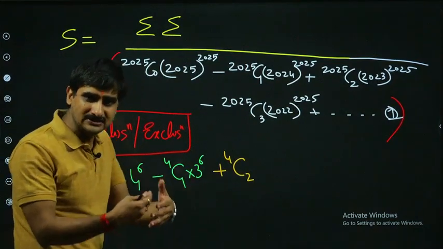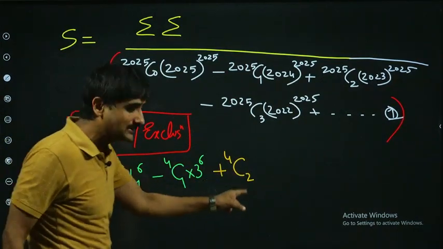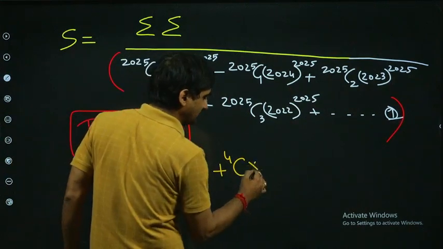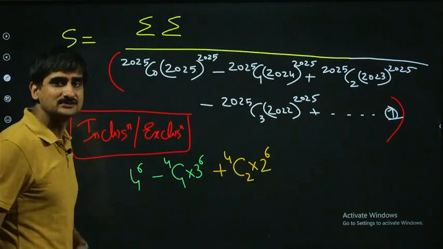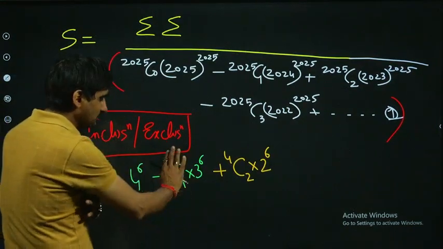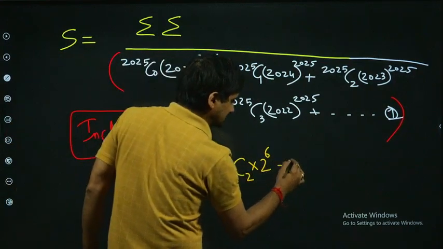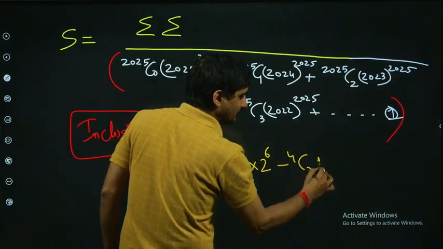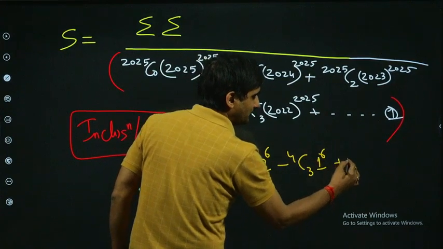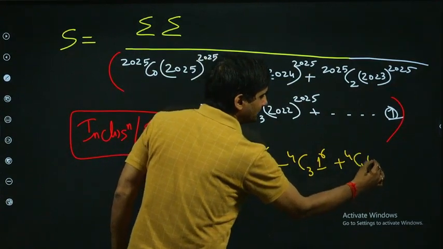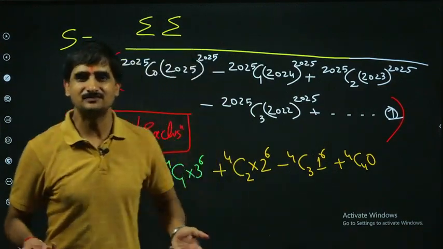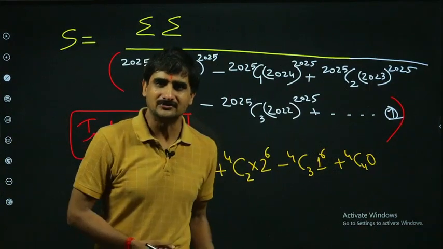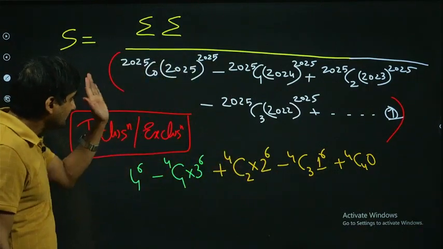So when I keep 2 boxes empty, this is the case for at least 2 boxes empty. Now we are left with 2 choices for each ball, so the total choices are 2 raised to the power 6. Now again, include, exclude, include, exclude. 4C3 times 1 raised to the power 6 plus 4C4 times 0 raised to the power 6. Why? When I remove all 4 boxes, there is no choice of putting a ball in any box. Okay, now look at here.